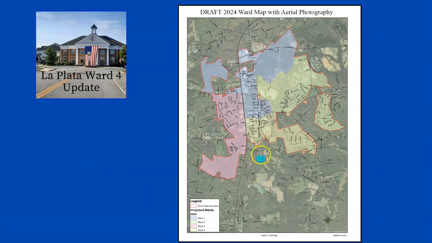Kind of hard to read, but Ward 1 is this area right here. Ward 2 is this area. Ward 3 is this area, and here's 301, but here's Ward 3. And then my ward, Ward 4, which is here.